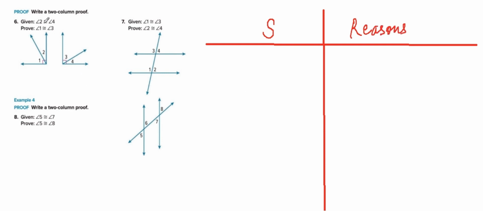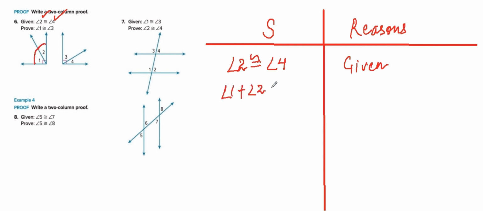So what they are saying here, angle 2 equal to 4, given. Angle 2 is congruent to angle 4, which is given. Why I'm writing this? Because this is given. Then we need to prove that angle 1 and angle 3 are equal. Now angle 1 plus angle 2, what is it? Angle 1 plus angle 2 is 90 degree. Why? What is the reason? Complement theorem. So complement theorem, you can give the reason here.